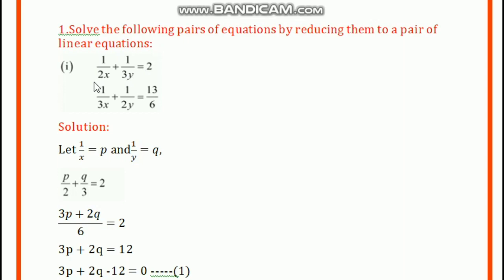The first equation is 1 by 2x plus 1 by 3y equal to 2. And the second equation is 1 divided by 3x plus 1 divided by 2y equal to 13. We know that the given equations are not in the general form of linear equations. Why? See this: the denominator contains variables, 1 by 2x, 1 by 3y, 1 by 3x, 1 by 2y. So this is not in general form. Then how to convert it into general form?